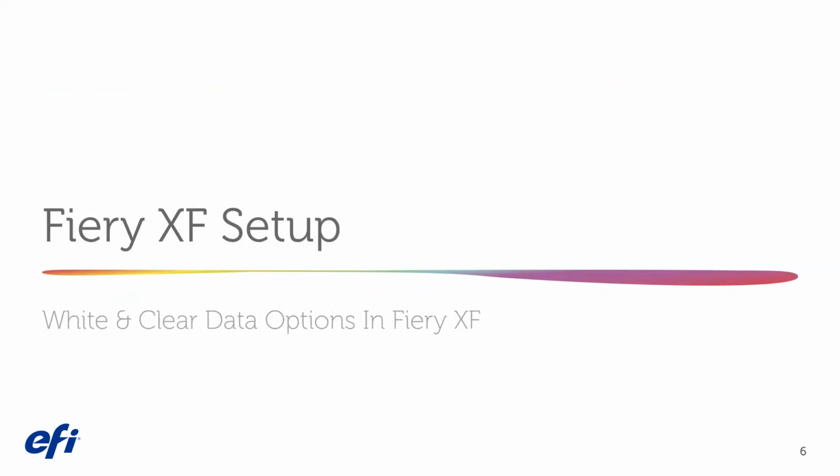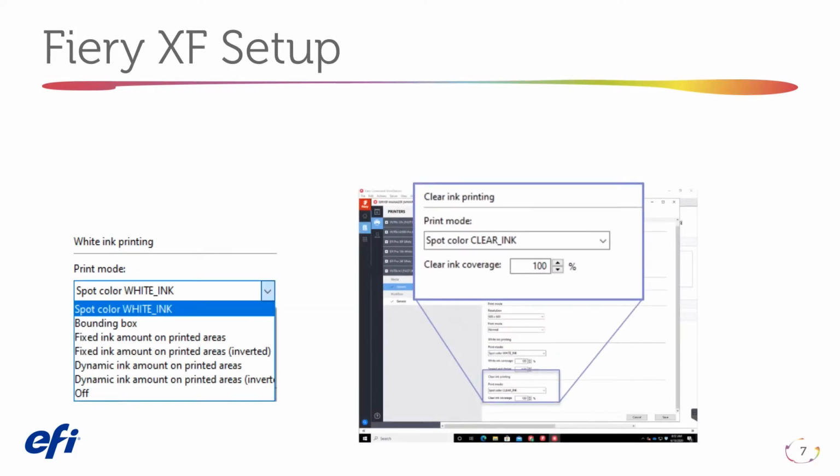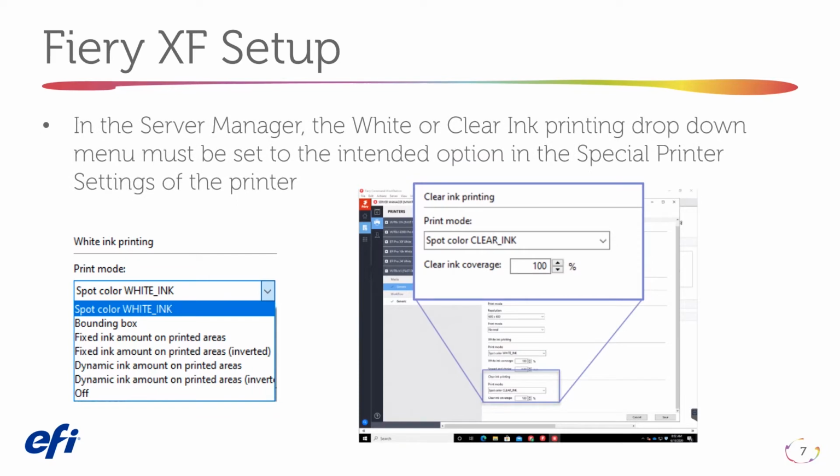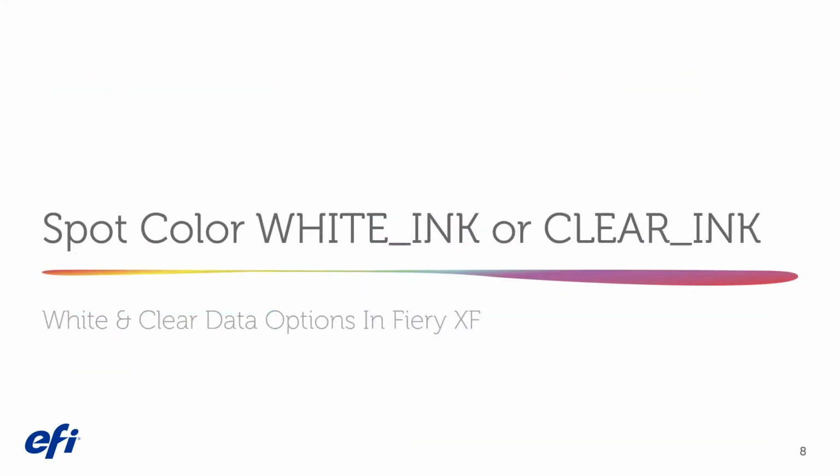Fiery XF setup. In the Server Manager, the white or clear ink printing drop-down menu must be set to the attendant option in the special printer settings of the printer. You can see here, the setting is spot color clear ink on clear ink printing and spot color white ink on white ink printing.